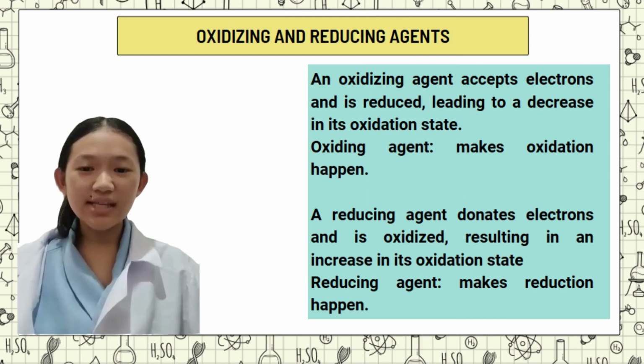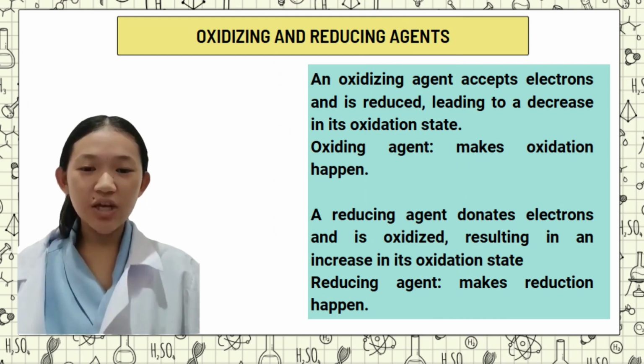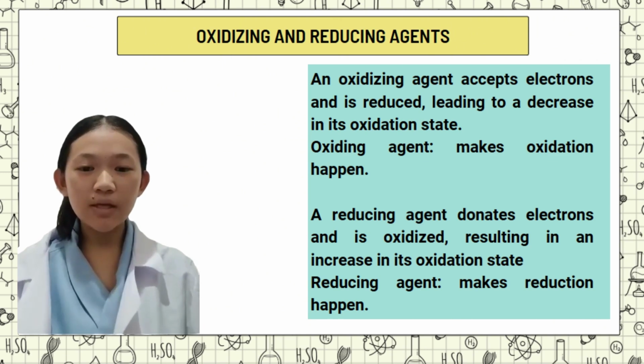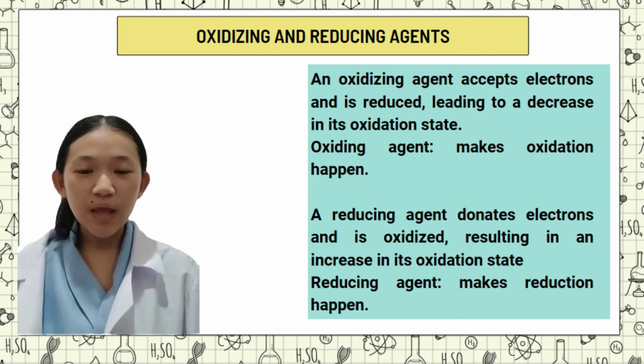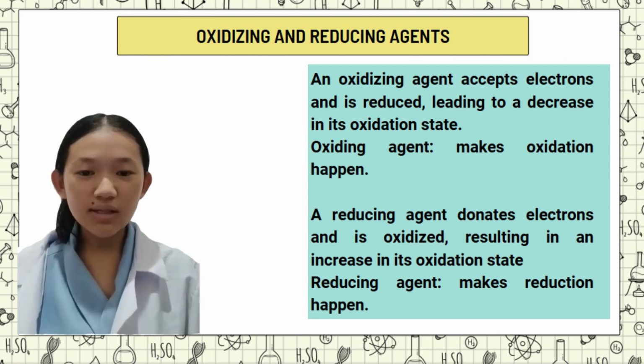Let's try to identify the oxidizing agent and reducing agent. The oxidizing agent makes oxidation happen. To make oxidation happen, something has to take electrons. Take note that oxidation is the loss of electrons. The reducing agent, on the other hand, makes reduction happen. To make reduction happen, something has to give or donate electrons, and reduction is the gain of electrons. Please take note that the thing that is being oxidized is the reducing agent, and the thing that is being reduced is the oxidizing agent.